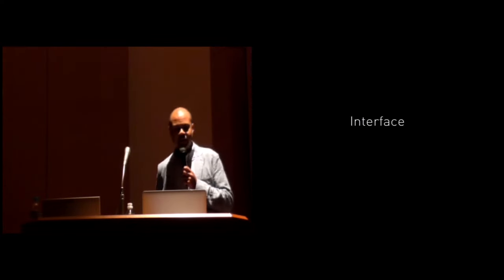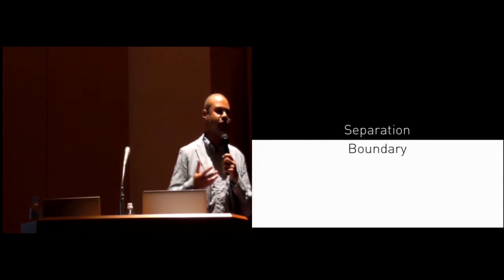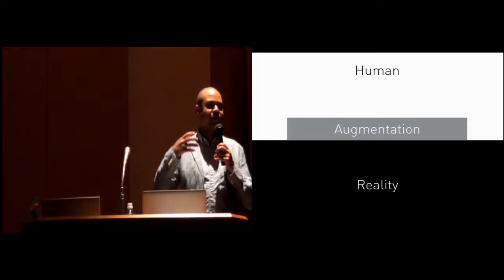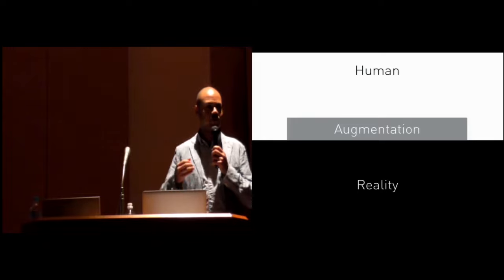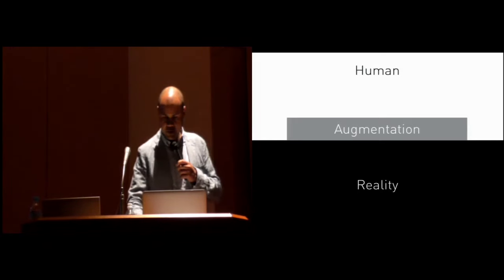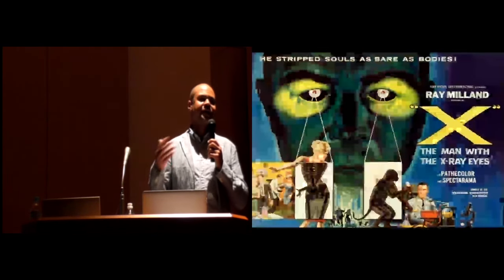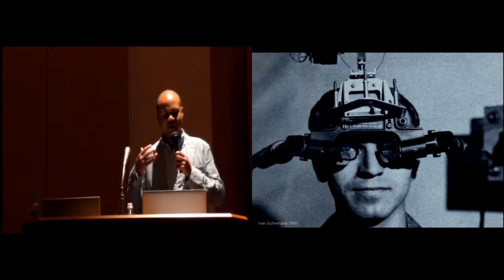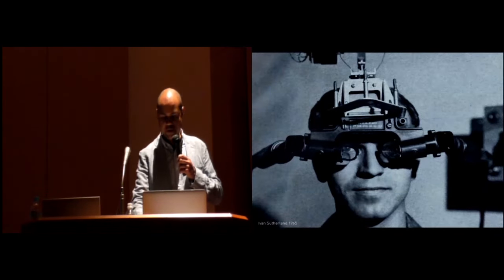So when we think about interface, it's really about the separation of two entities. We have a shared boundary that we exchange information across. In HCI, it's really the boundary between humans and reality, and we use that boundary to add some sort of augmentation to elevate what we can do. In science fiction, we see plenty of examples where we try to add X-ray vision, or in early pioneering work by Ivan Sutherland, we add capabilities to see things that we can't see, basically digital information that is overlaid and registered.